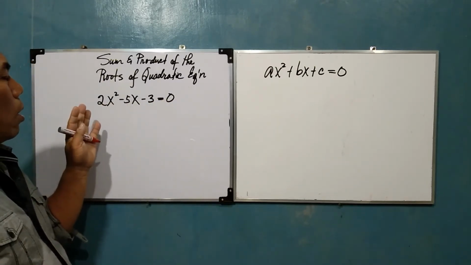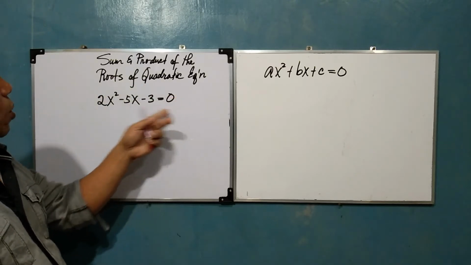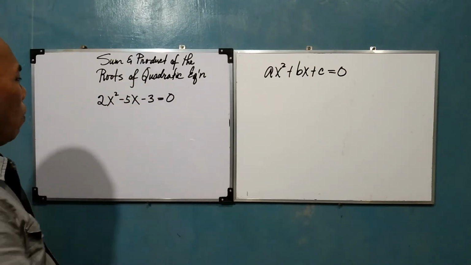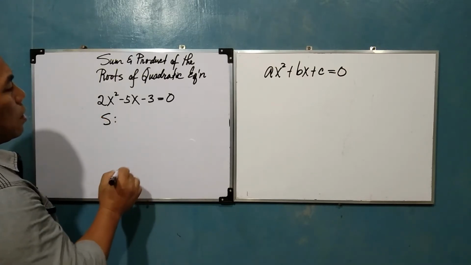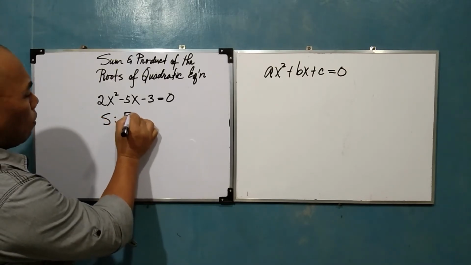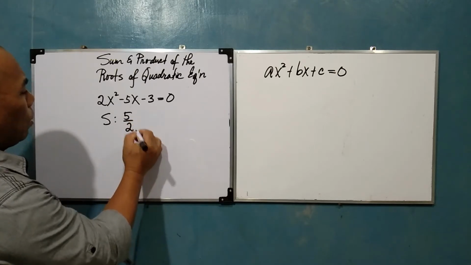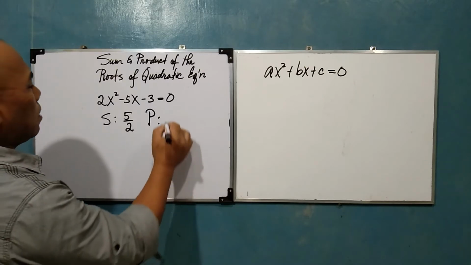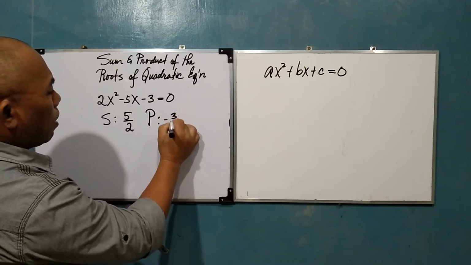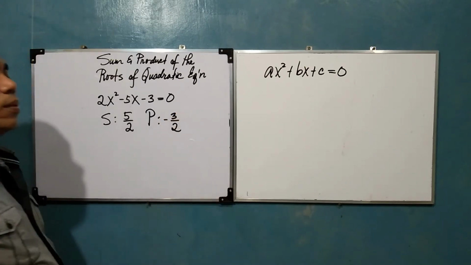Without knowing the roots of this quadratic equation, we can say that the sum is equal to 5 over 2 and the product is negative 3 over 2.